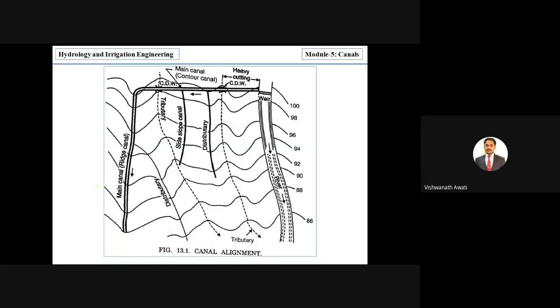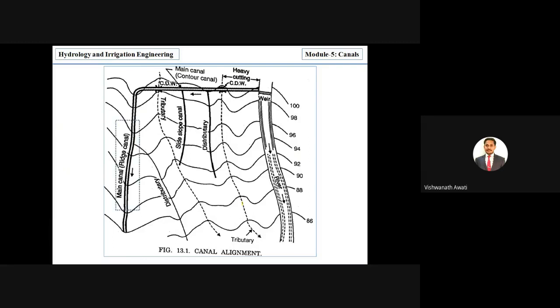So we'll see now with the help of a diagram. Here you can see the diagram. Here we have a river with a constructed weir, and here you can see contours 100, 98, 96, 94, and here you can see the drainage work. You can call it a tributary or small streams along the contours, right? So first we'll begin with the ridge canal.